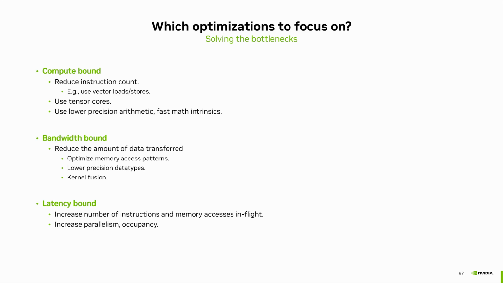Finally, if your code is latency bound, then you need to do what Little's law tells you and try to increase the number of instructions and memory accesses in flight, okay? And ideally, you want to do that either by increasing parallelism, instruction level parallelism, occupancy, or both, okay?